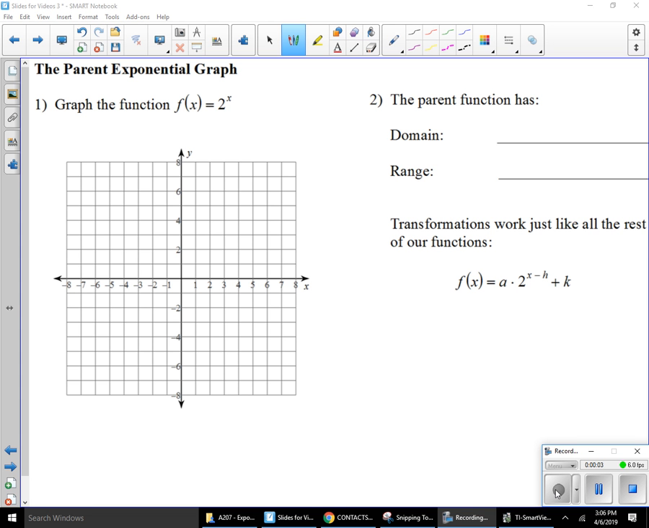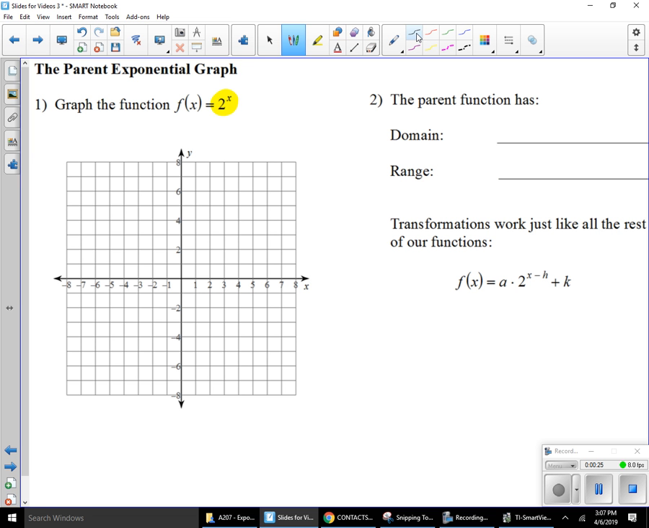Time to take a look at a few graphs. So the functions we're going to graph here are going to be fairly basic. Our parent exponential, we're just going to use 2 to the x. Note that I could have used 3 to the x, 4 to the x, e to the x. We would have had the same shape either way, but I'm just going to stick with 2 because powers of 2 are something we're comfortable with.